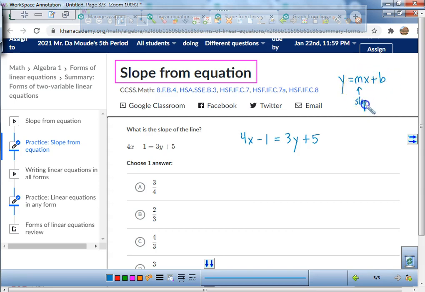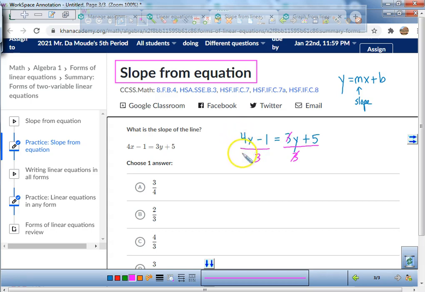It represents the slope. So literally, all I'm looking for is when I have one y and it's equal to an x, what number is in front of the x? Well, do I have one y right here? I don't, do I? So what would I have to do to get rid of this 3 in front of the y? I would have to divide this side by a 3, and then I have to divide this side by a 3. Now, what would happen to these 3's? They would cancel each other out.